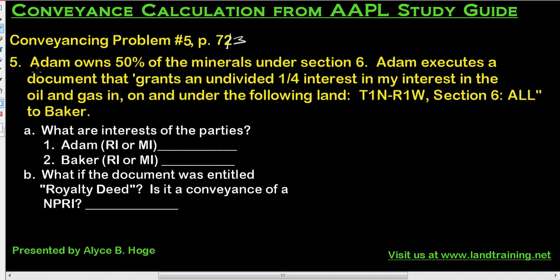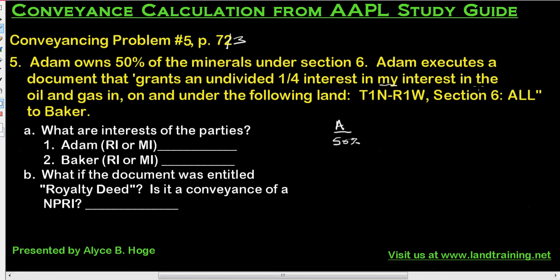So the first thing is that Adam owns 50% of the minerals under Section 6. So I'm going to write Adam 50%. Okay. Adam then executes a document that, quote, this is key language now, grants an undivided 1/4 interest in my interest. And question number 4, the fact pattern was it was just a 1/4 interest. That's completely different from a 1/4 interest in my interest. So that's red flag number 1.